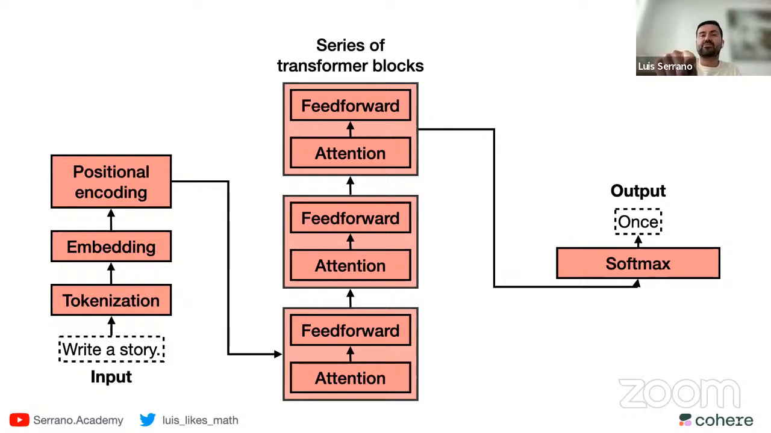So you start on the left, you say write a story, that's the input, and it goes through a lot of stuff, and at the end it says one, that's the next word. So let's go through all these. Let's go through, for example, the first one, tokenization. That's kind of the simplest one.